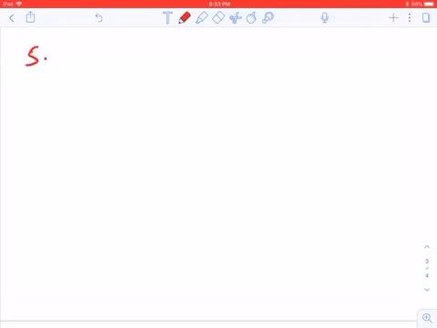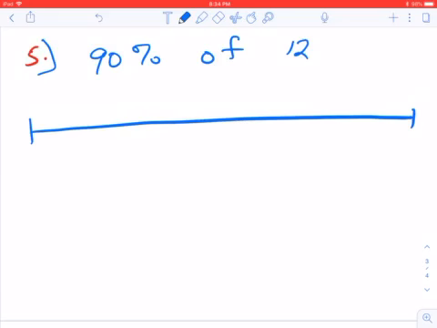Okay, let's change color. I like the blue for this. Okay, so let's find, I don't know, 90% of 12. So let's set up 0%, 100%. Our whole amount is 12.